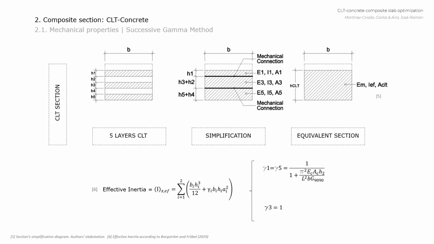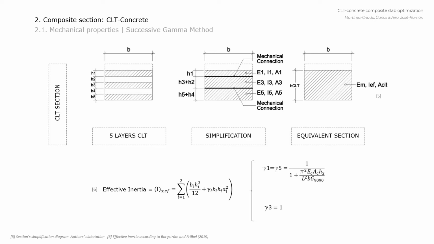For this type of section, in which the materials are joined mechanically by connectors, the sliding between layers reduces the binding stiffness of the section. In the absence of a unified calculation standard, several methods for calculating the effective bending stiffness of CLT appear in the scientific literature. Thus, we proposed a method applicable to composite sections with 3 and 5 layers of CLT, which we have called the successive gamma method, which consists of two phases.